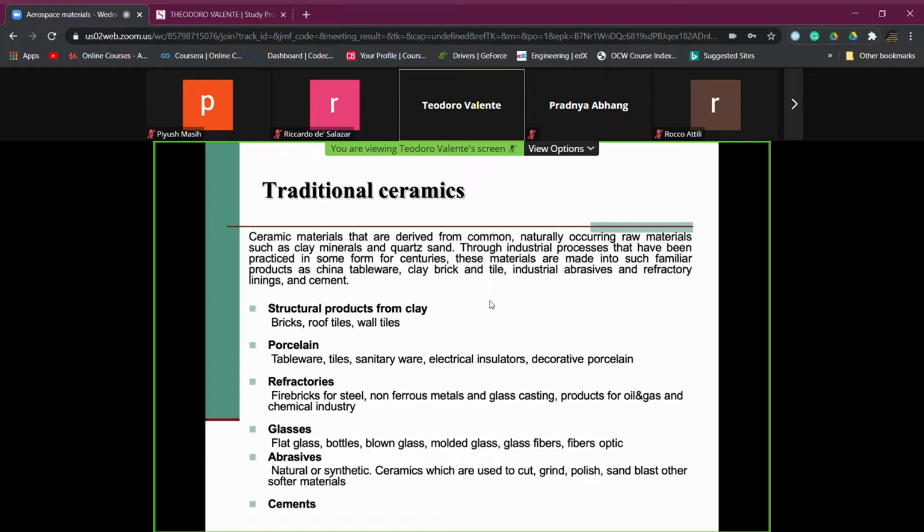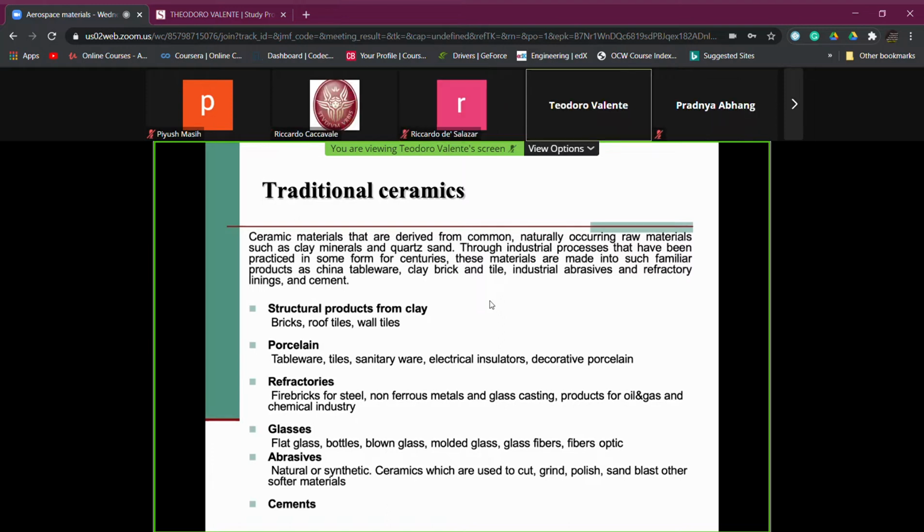Which is the class of the traditional ceramic. Why we will not discuss traditional ceramics? Because they are not used or potential candidates for applications which are interesting in our sector. But in any case, just to let you know, the traditional ceramic can be used, as you see here, for example, for bricks, for roof tiles, for wall tiles, for tableware, for fire bricks for furnaces.